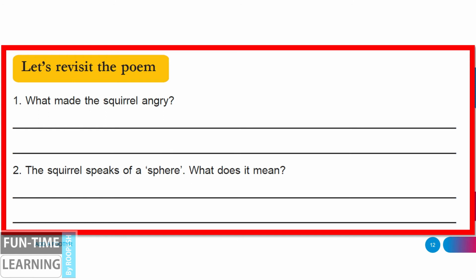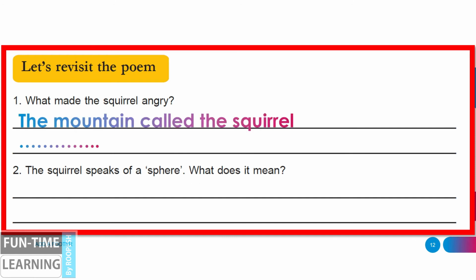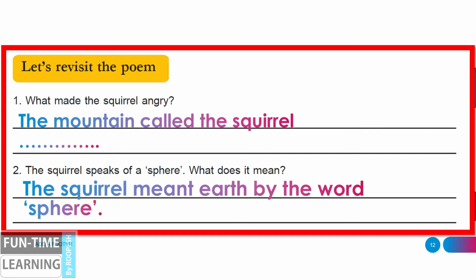The mountain called the squirrel something. What did he call him? You have to write it. This is your homework. The mountain called the squirrel prig. The squirrel speaks of a sphere. What does it mean? Sphere, globe. The squirrel meant earth by the word sphere.